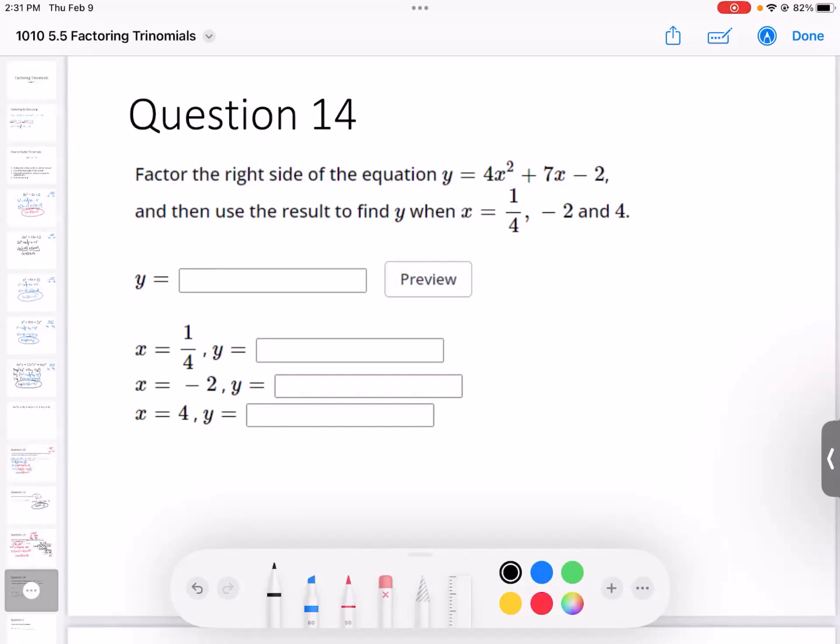So those are all the questions I wanted to highlight. If you guys have any questions, let me know. Also, can you guys raise your hand if you didn't get your test back?